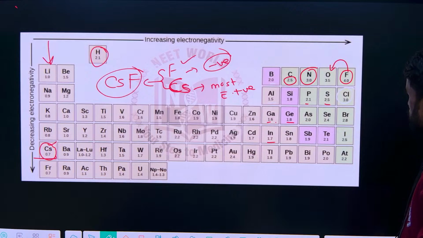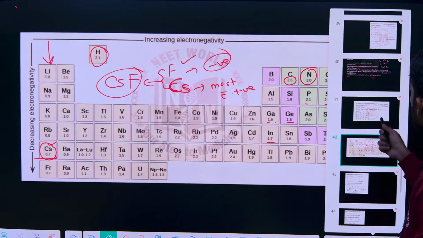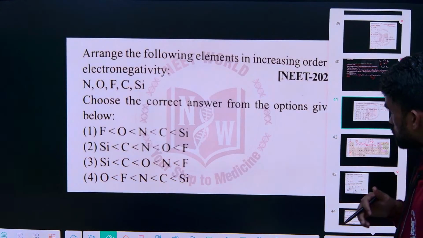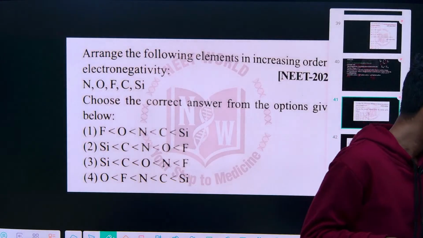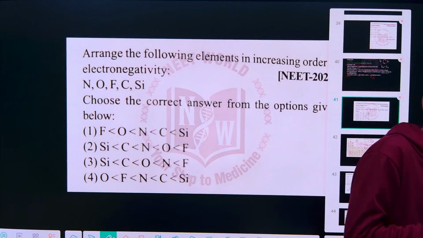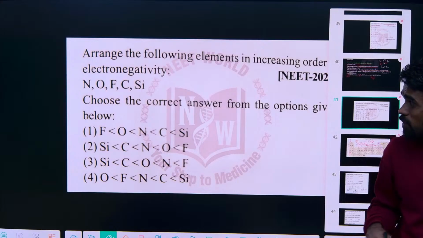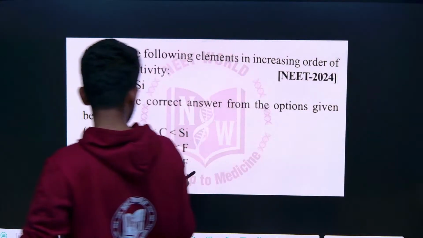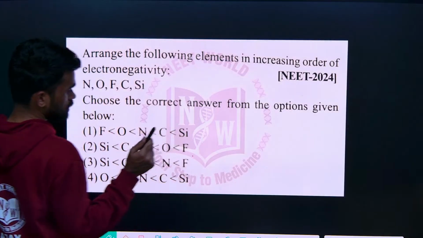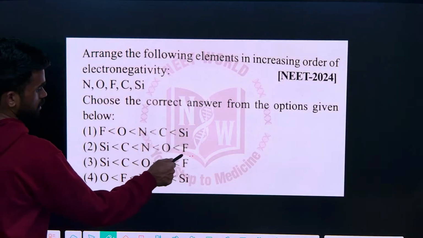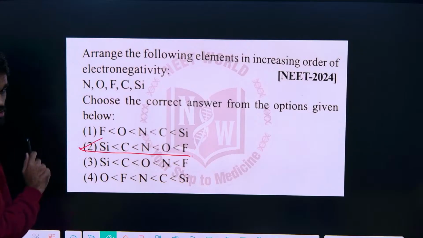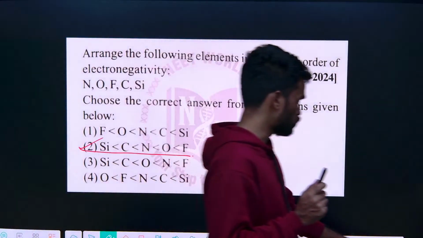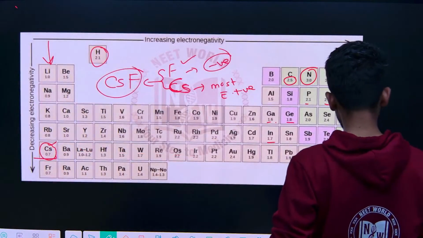Up to here? Yeah. So try to answer this question now. Which is more electronegative? Chlorine. Next? Oxygen. This one? Yeah. Next, let us move forward with a few more examples.